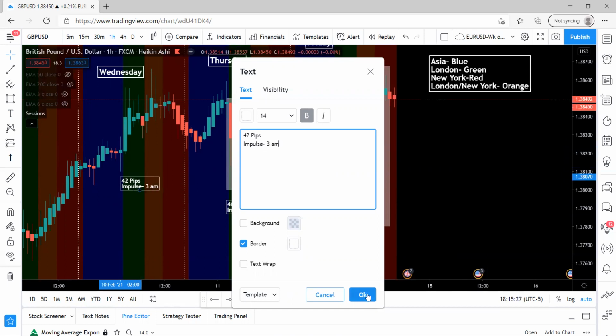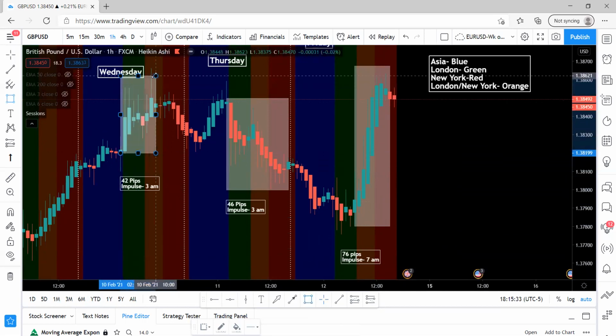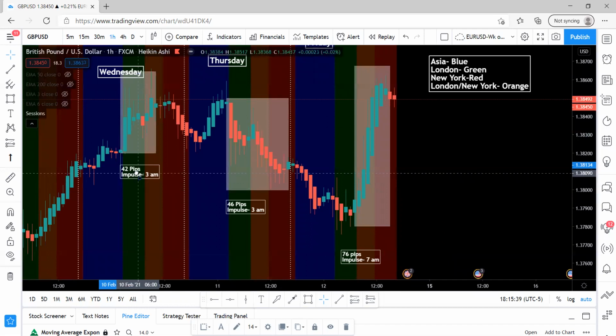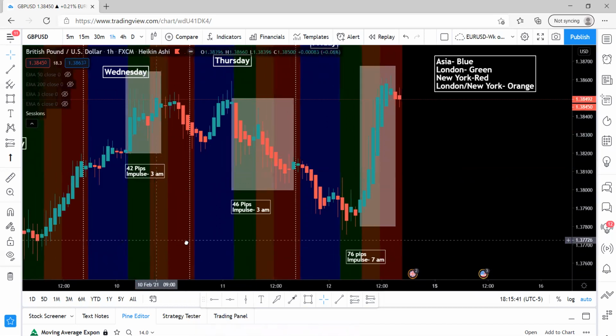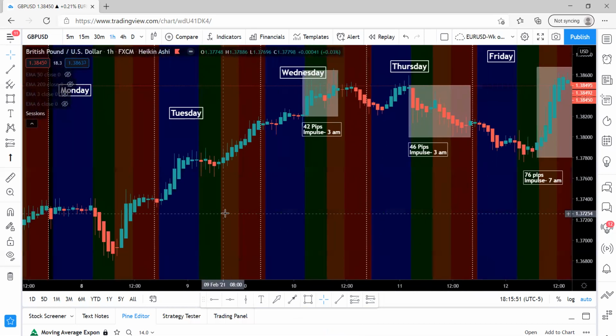Now, once you start marking up these charts, you will start to see patterns. And one of the patterns that you may see and that you should take notice of is that most impulse moves are done within certain sessions. And those sessions usually coincide with the currencies that you're looking at. So let's continue to mark this up, and then we can go over that really quickly, okay?